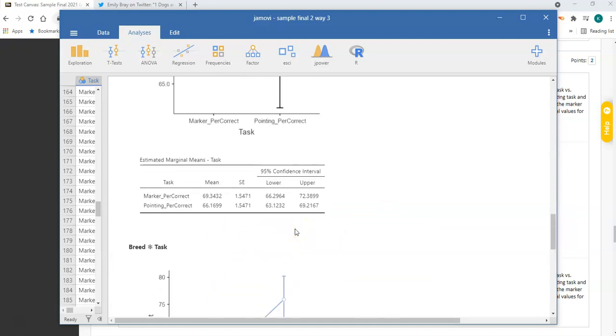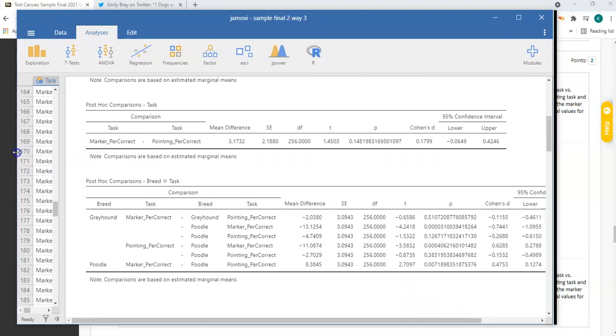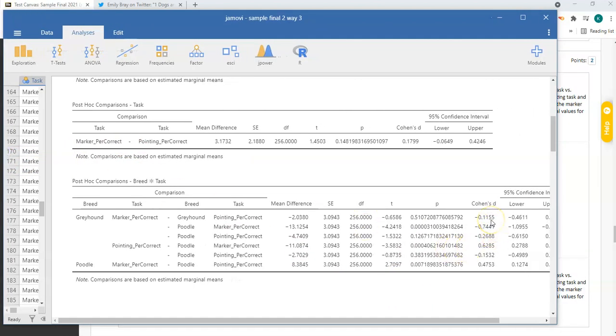But again, you should go up and look at the simple effect p-values, and you're going to find those right here. So greyhound marker, greyhound pointing. Here's your p-value, 0.5, not compelling at all. Here is your D, not compelling, very small effect. So that's about what we expected. And now what about the other simple effect? Poodles and marker task, poodle and pointing task. The mean difference is 8%. That is compelling, and it's a medium effect size. So now that's pretty much the interpretation of the effect size, right?